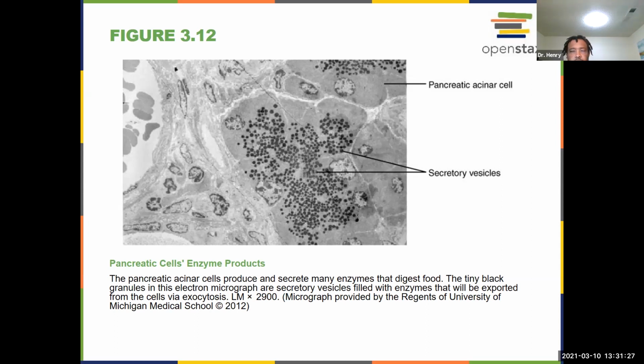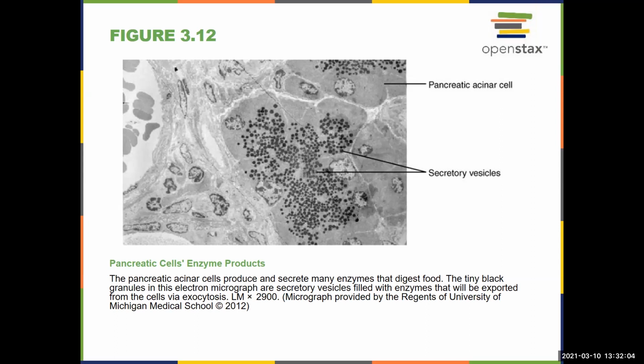Okay, questions? Okay. So what are the forms of transport across the membrane? Endocytosis, exocytosis, receptor-mediated endocytosis, phagocytosis, pinocytosis. Okay.